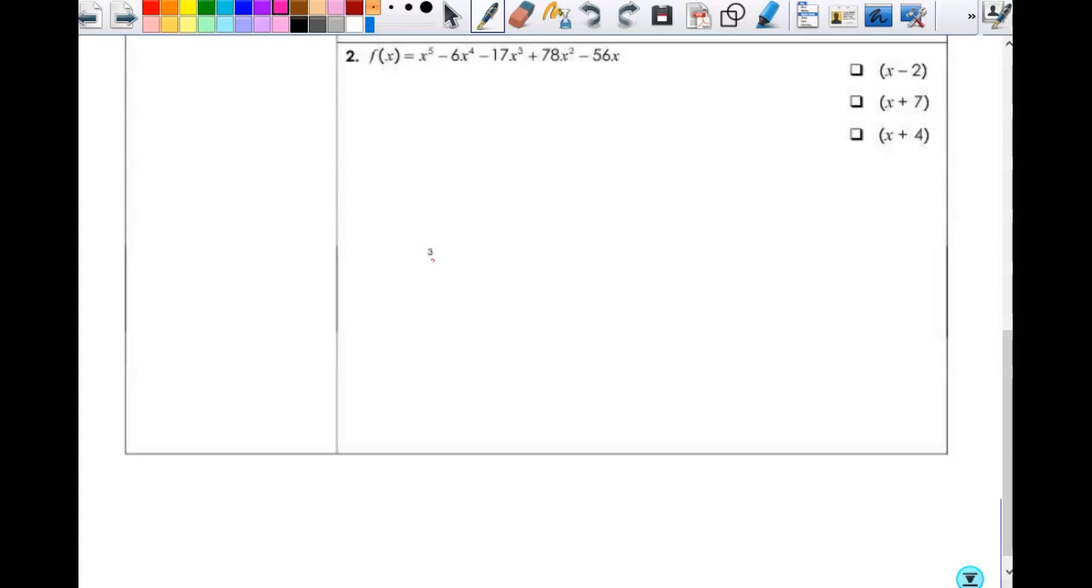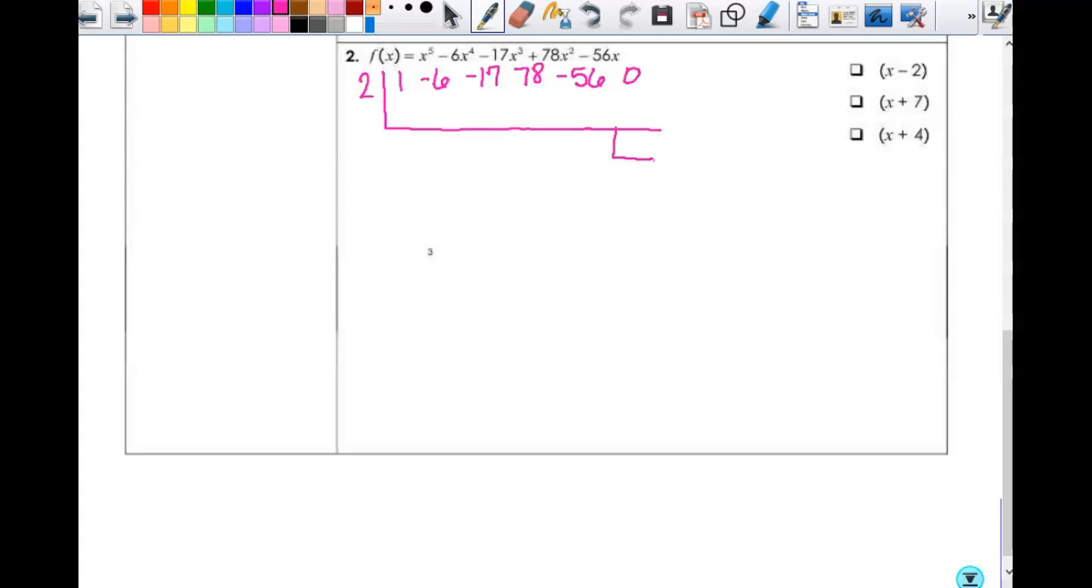So we are going to test this first one, which means we're going to do synthetic division, basically synthetic substitution. So on the outside here, I get a 2, and then my coefficients are 1, negative 6, negative 17, 78, negative 56, and 0. Yes, you cannot forget those zeros, right? You have to have a 0 for the constant term.